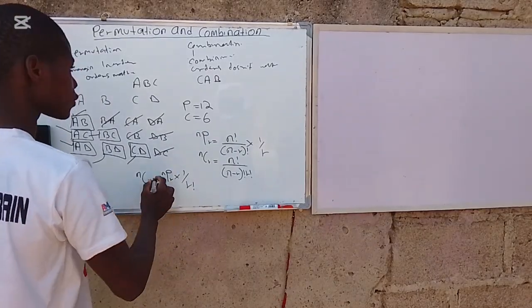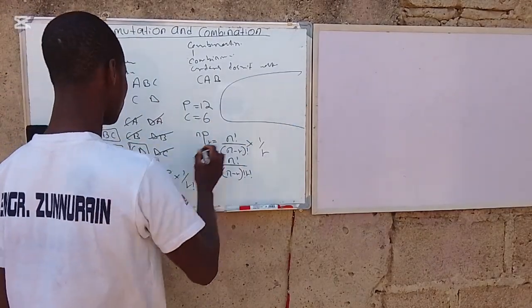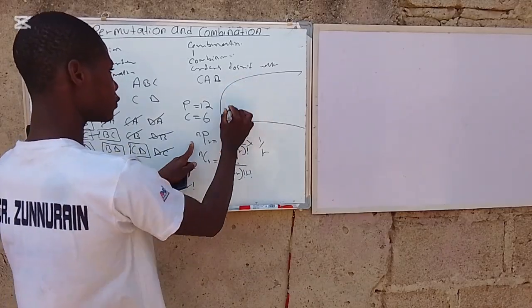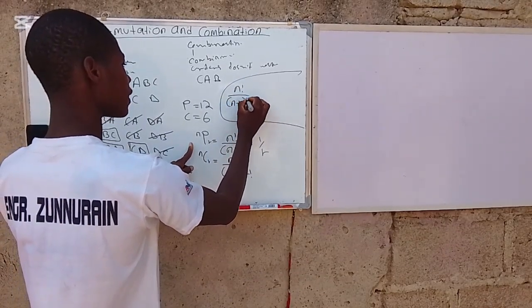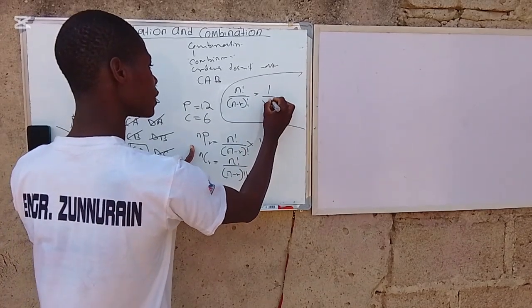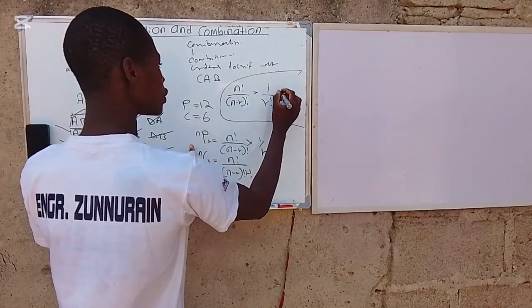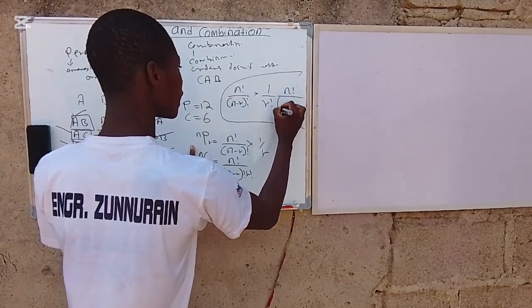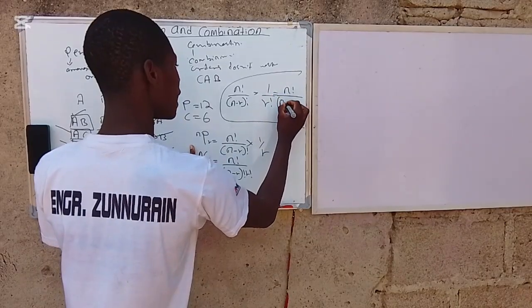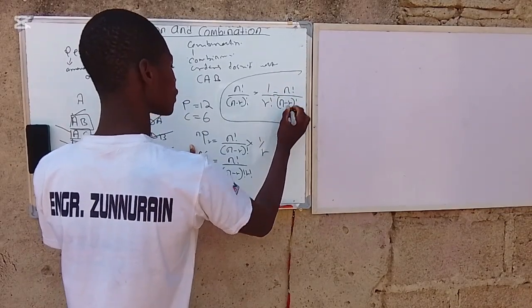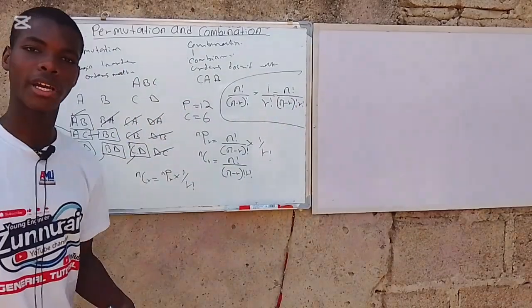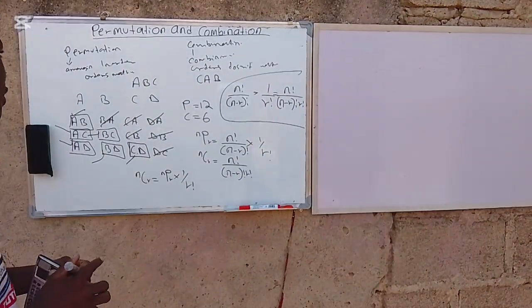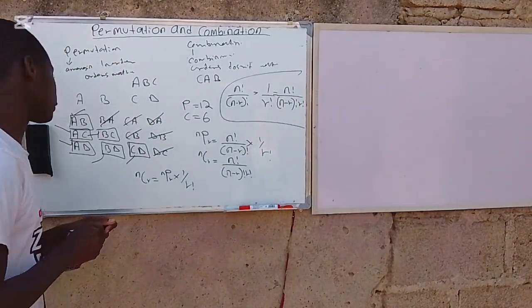So this should now be equal to, at the end, the permutation, which is n factorial divided by n minus r factorial, multiplied by 1 over r factorial. So this should now be n factorial divided by n minus r factorial, multiplied by r factorial. Let's see whether I have some examples to do.